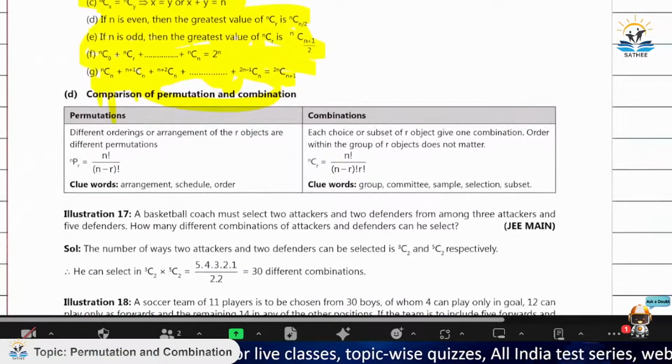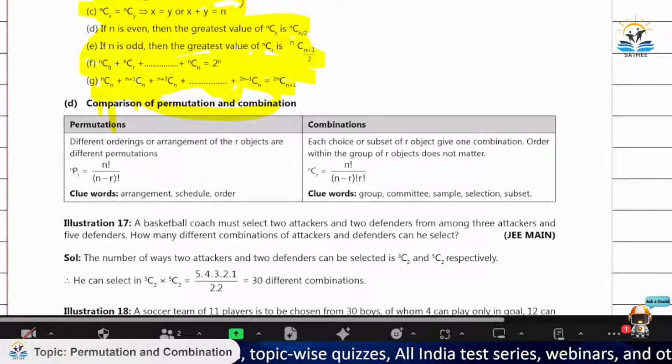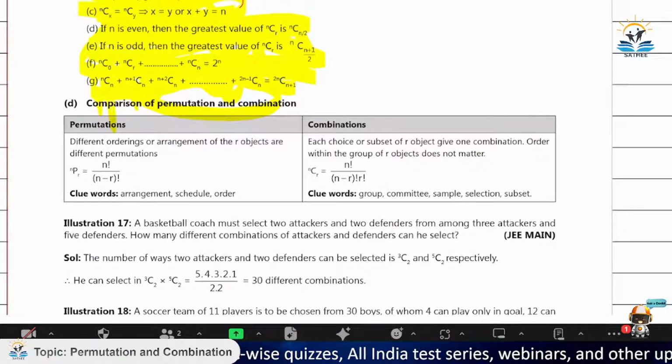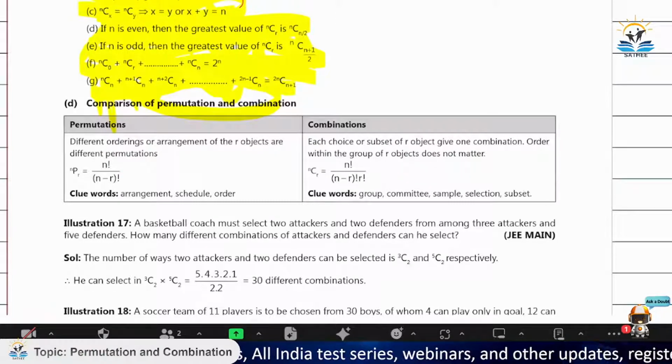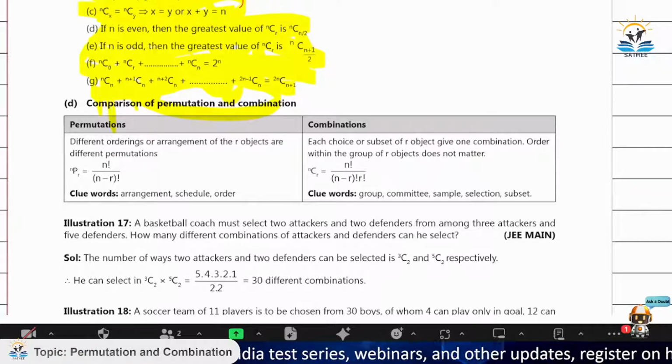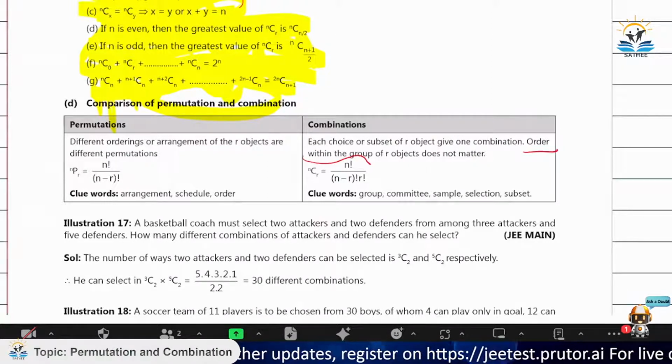Okay, now comparing between permutation and combination. So permutation is basically different ordering or arrangements of our objects, these are different permutations. Each choice or subset of our objects gives one combination. Order within the group of our objects does not matter. Highlight point for combination: the order does not matter.